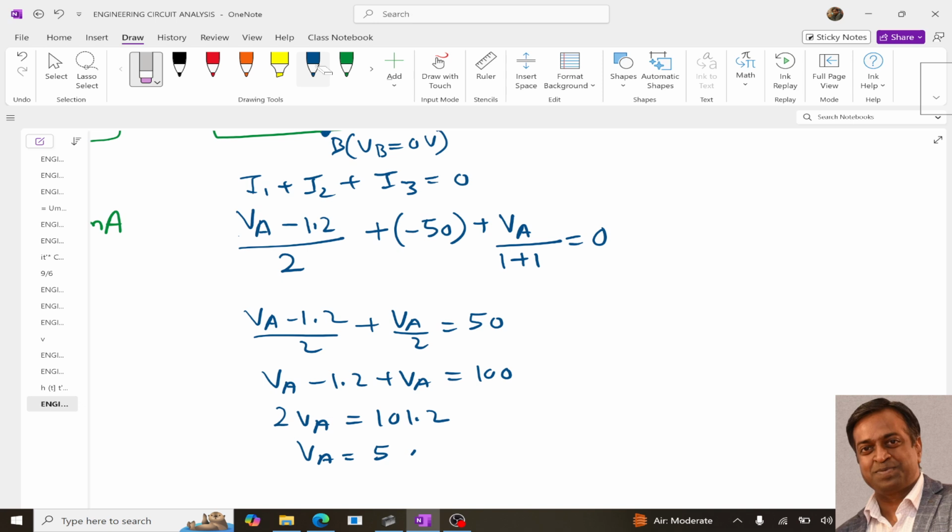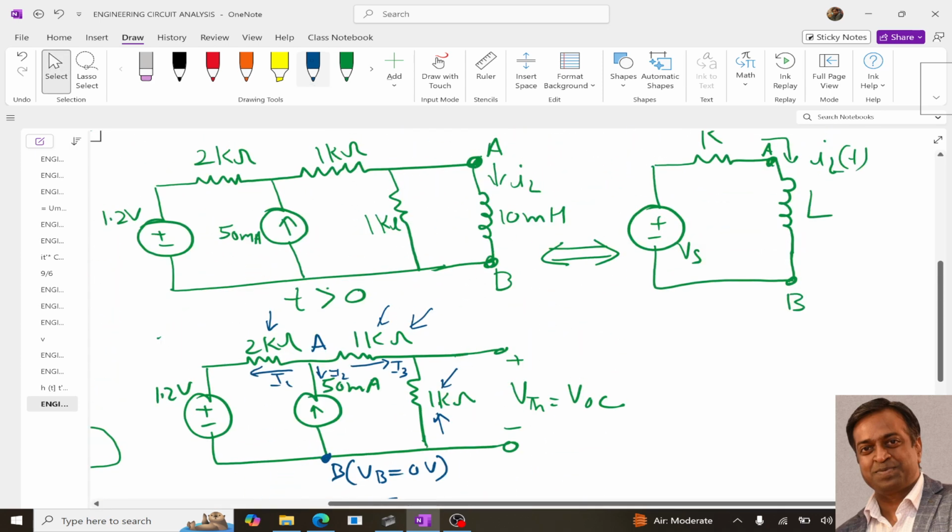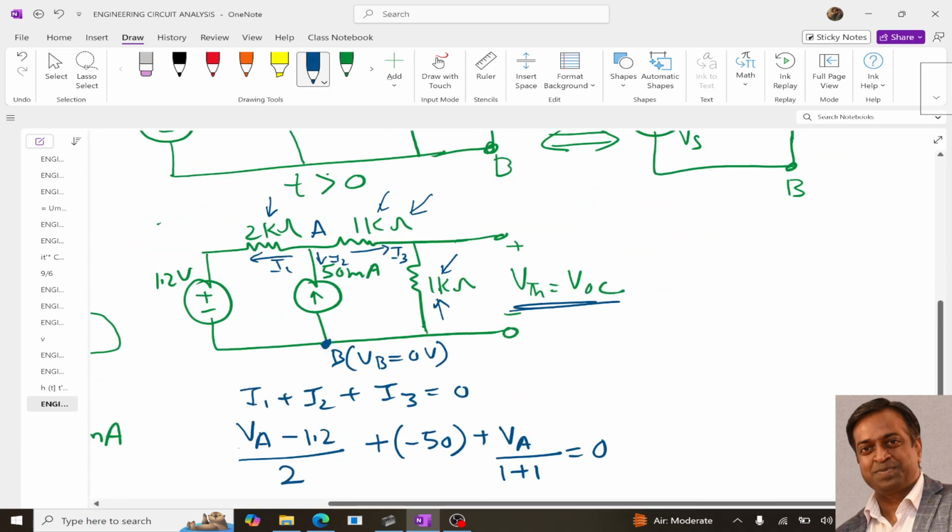It will be 50.6 volt. So our VA is this. Now once we get VA, what we need to determine is this VTH. And what is VTH? VTH is the voltage drop across this 1 kilo ohm. It is the voltage drop across this, right?